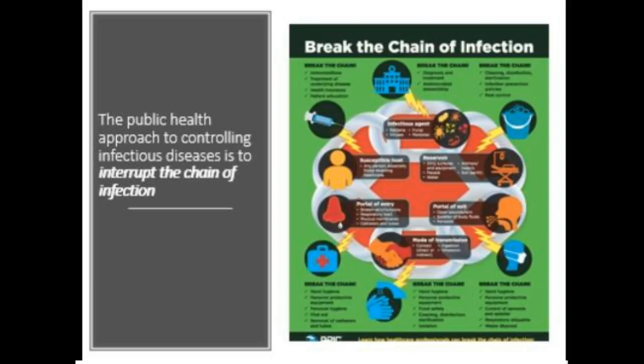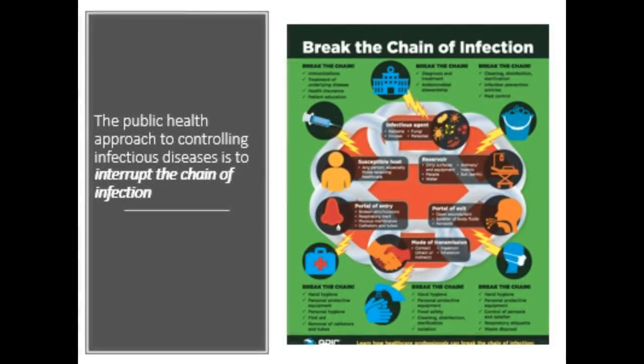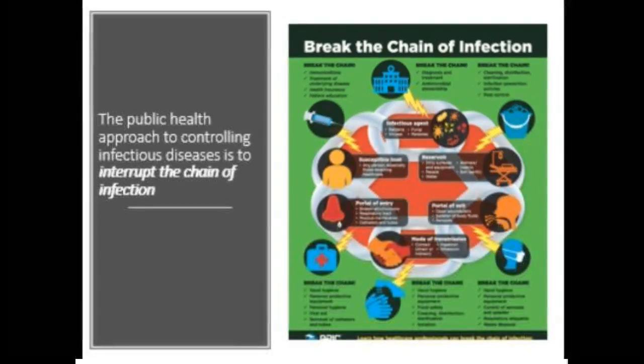Now that you have a basic understanding of how communicable diseases are passed from one person to another, we are going to look at some public health approaches to control infectious disease. As we talk about each method, think about which link in the chain of infection we're addressing and trying to break. That is how we address infectious disease. We try to interrupt the chain of infection.